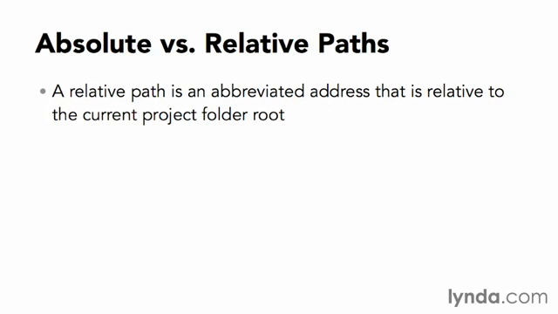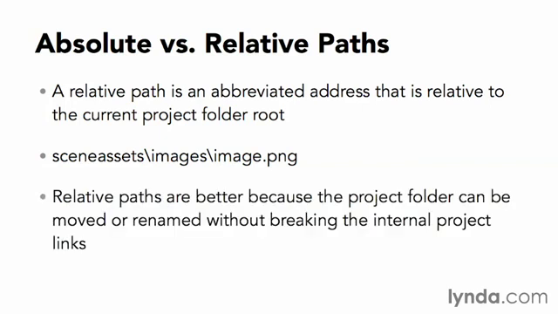In other words, with a relative path, we don't store the entire location. All we store is what folder it is inside the current project. That's why it's called relative. So in this example, the only thing that would be stored is Scene Assets Images and then the image name. Period. Nothing more. The relative path is far, far better, and that's why we need to make that our default in the preferences. Because with a relative path, you can move your entire project to a different folder or a different computer, or you can rename the folder, and all the links to files are going to be internally consistent.